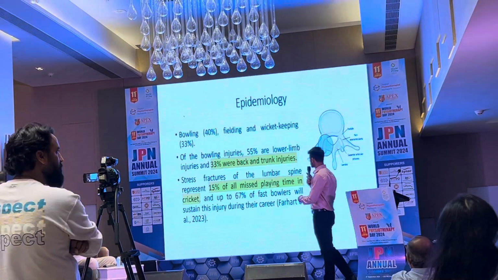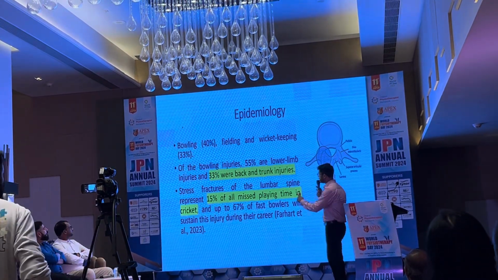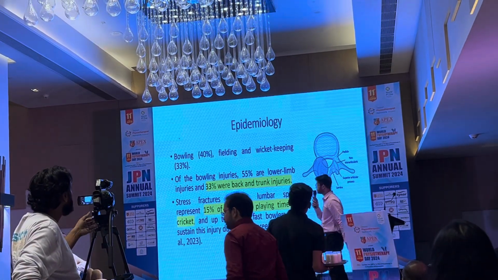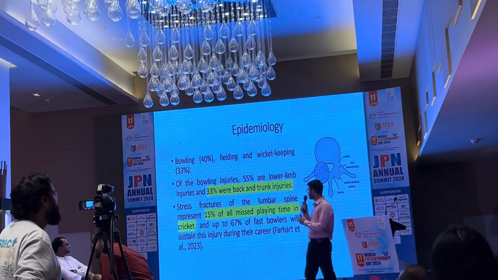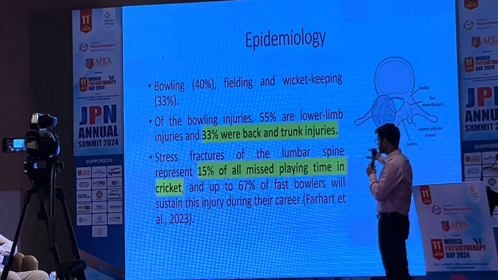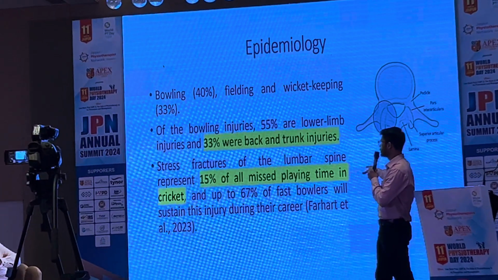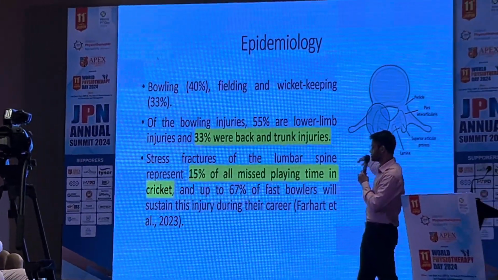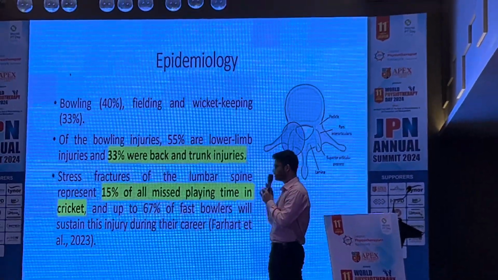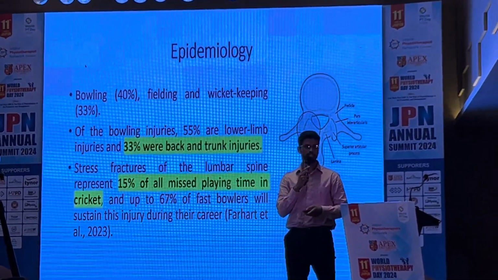Talking about the epidemiology, amongst all the injuries in cricket, bowlers account for 40% of injuries, and 33% of injuries are seen in fielders and wicket keepers. Of the bowling injuries, around 33% are from the back and trunk. Almost 50% of the missed playing time in cricket is because of lumbar stress fracture, and an enormous 67% of fast bowlers will sustain this injury during their career. So this is actually a very career-devastating injury that can be experienced by a cricketer.